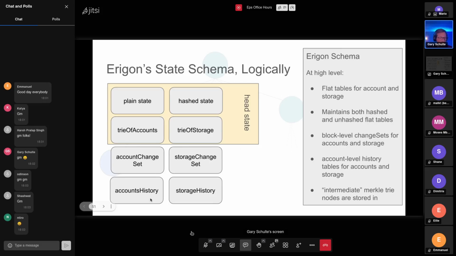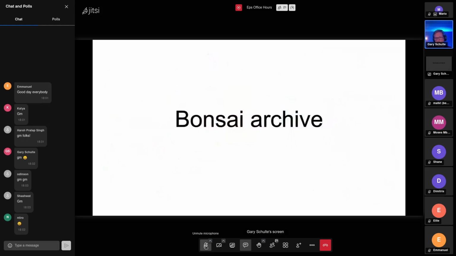Yeah, so accounts history is good for looking at accounts and storage at a specific point in time, whereas these guys are more about seeing the change set for a particular block. And with that is the end of my understanding of the different execution client implementations.